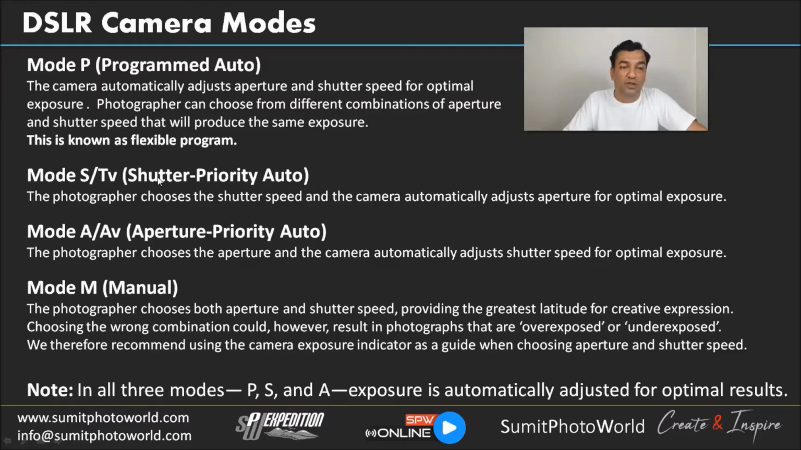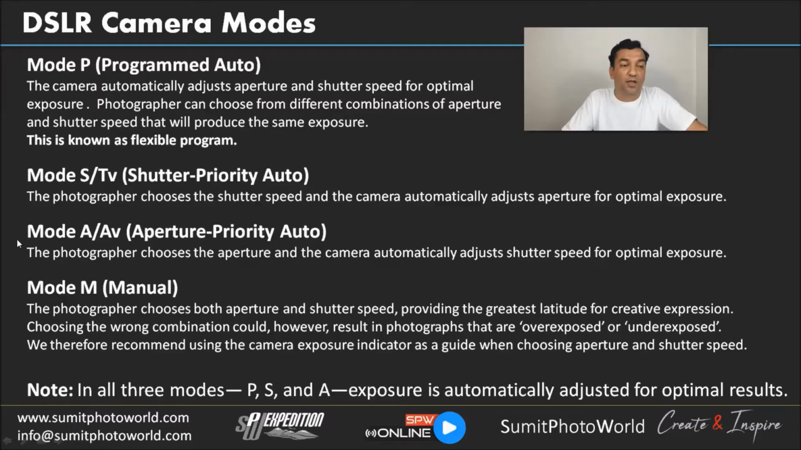Mode S or TV, it's shutter priority. In Canon it's TV mode, and in Nikon it's S mode. So we call this shutter priority. When the photographer selects shutter priority, the camera automatically adjusts the aperture for optimal exposure. And as we said, how? Because we are controlling the shutter speed, but it's adjusting the aperture.